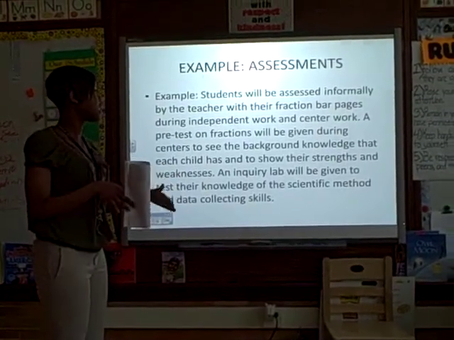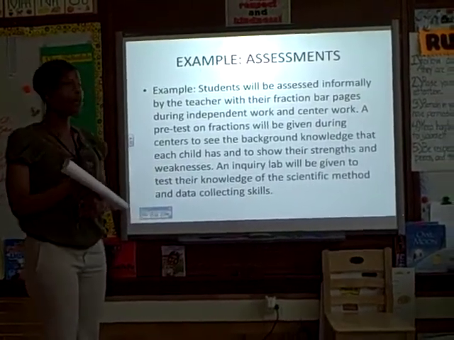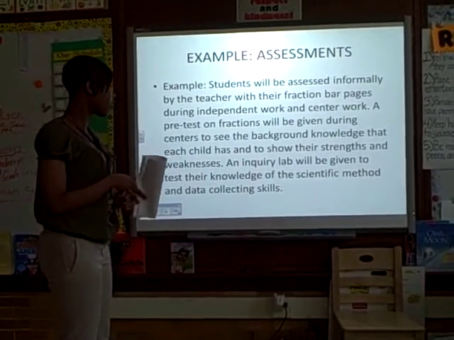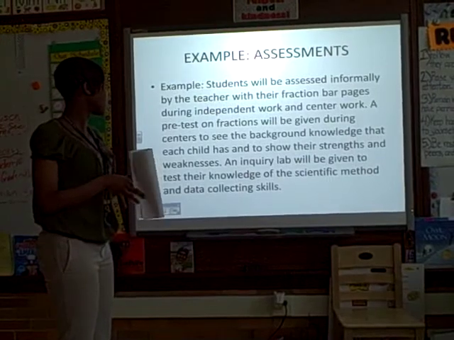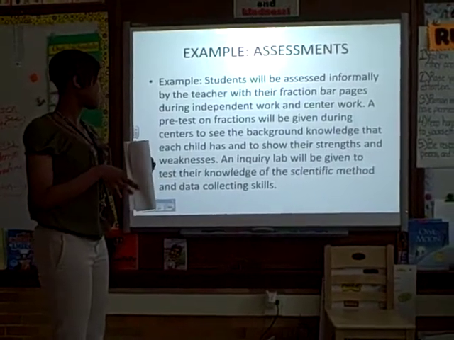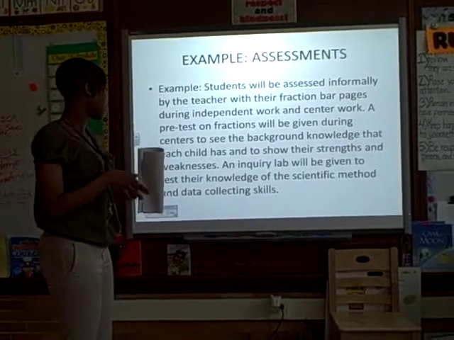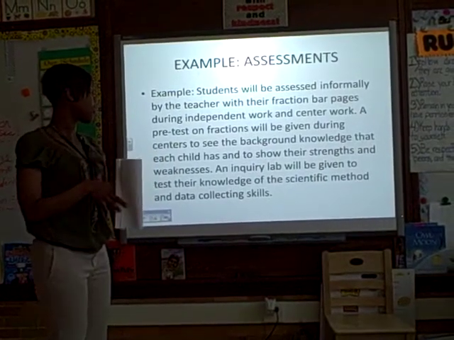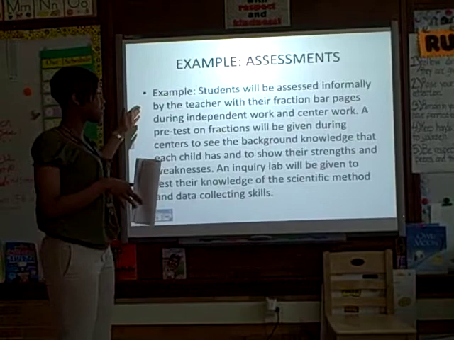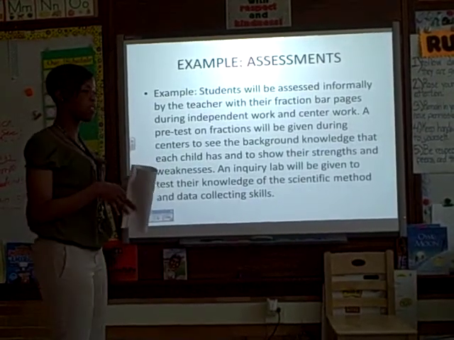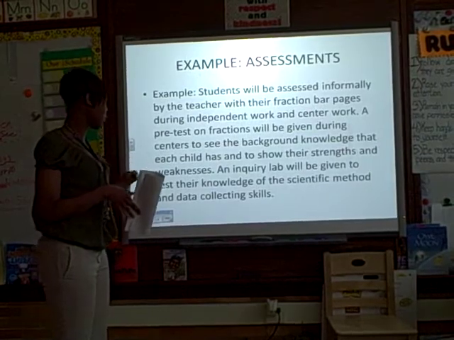And then an inquiry lab will be given to test their knowledge of the scientific method and data collecting skills. So in this case, the teacher is assessing in many different ways. She's informally assessing using fraction bar pages during independent work. She's given a pre-test during the centers to test their prior knowledge, and then she's also going to do an inquiry lab to test their knowledge of the scientific method. This is assessments on different skills, but it's showing ongoing assessment to see if they've mastered what she intends for them to learn.